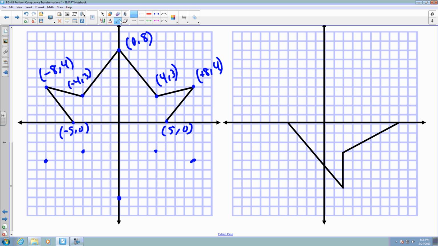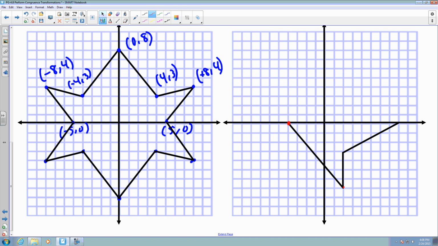I plotted my points. Now I connect my dots. So I go here, here, here, here, here, and then finally here. So it kind of gives it that star look.